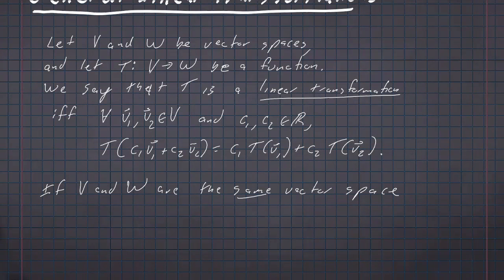And one more bit of vocabulary. If V and W happen to be the same vector space, we call T a linear operator. Right, so a linear operator is still a linear transformation, and sometimes we will still use linear transformation. But that's something that you are likely to encounter in other courses that you take.